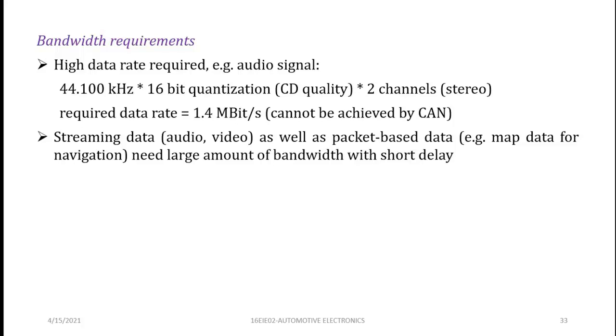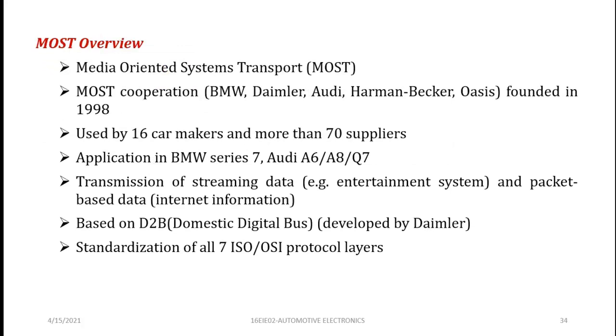Okay, now let's take a look at the general overview of MOST, that is Media Oriented System Transport. The MOST Corporation founded it in the year 1998. The corporation is a combination of various companies and is used by 16 car makers, and more than 70 suppliers are there. The first applications were in the BMW 7 Series, Audi A6, Audi A8, Q7, for transmission of streaming data, that is entertainment systems or internet configurations.